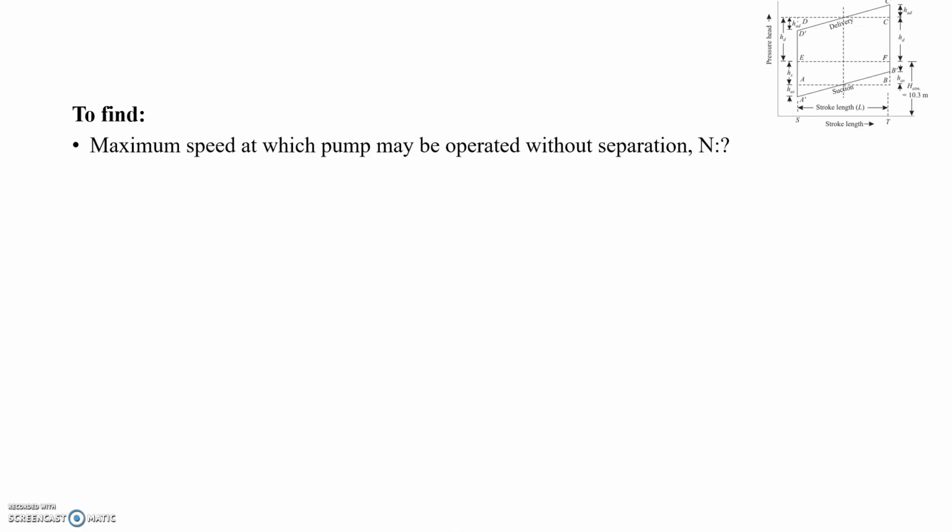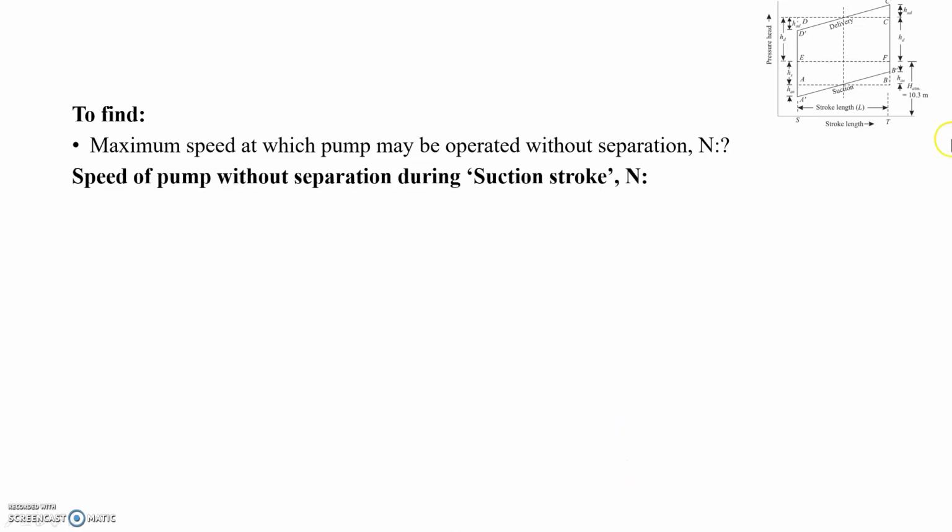Now what we have to find out is the maximum speed at which the pump may be operated without separation. For this case, we have to consider the speed of pump without separation during suction stroke, that is at the beginning of suction stroke, and we also need to consider the speed of pump without separation during delivery stroke, or at the end of delivery stroke, that is at D dash.